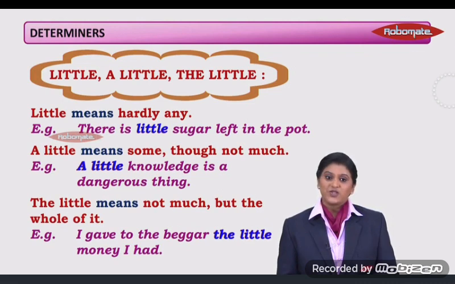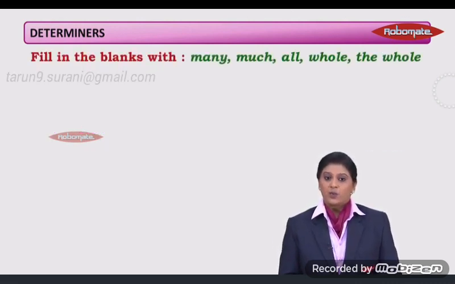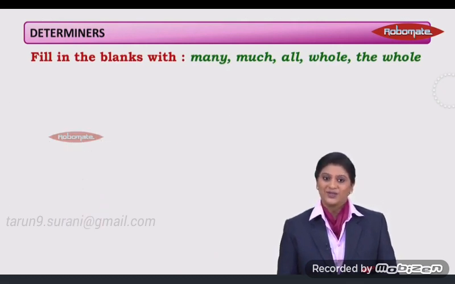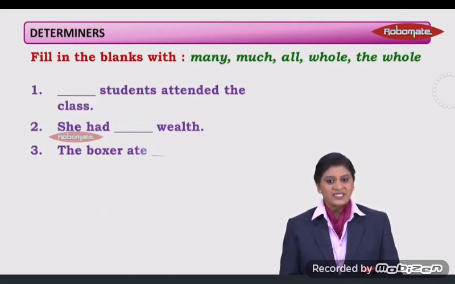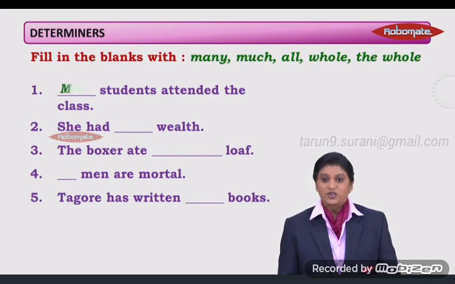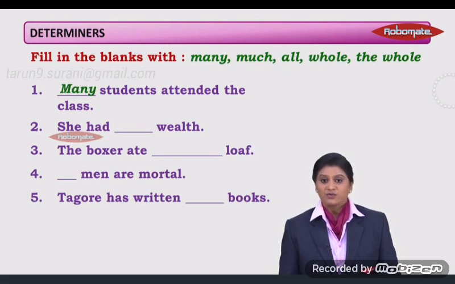Now, let us try and solve an exercise. Fill in the blanks with many, much, all, whole, the whole. The first sentence, dash students attended the class. In this case, it should be many. Now, why many? Because here we are talking about a countable noun, students, and we want to show that there were a lot of them.